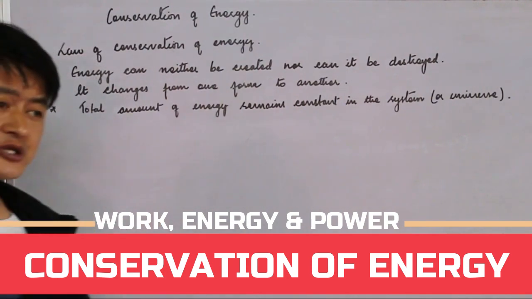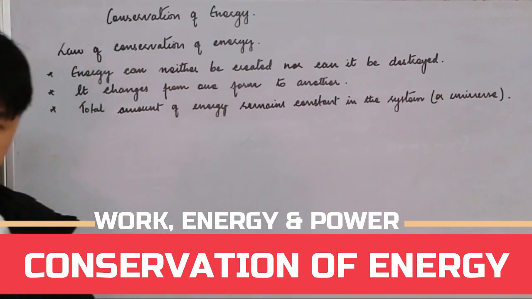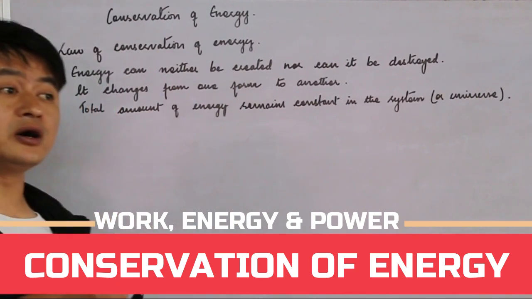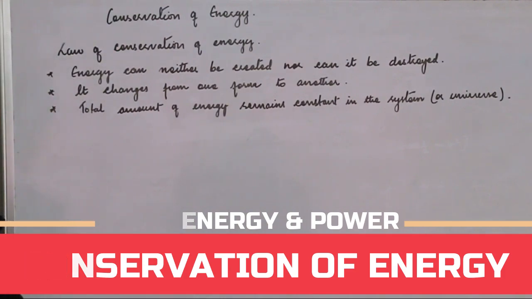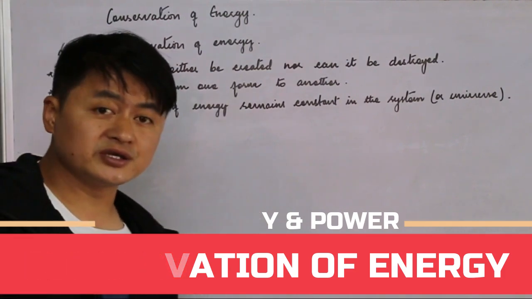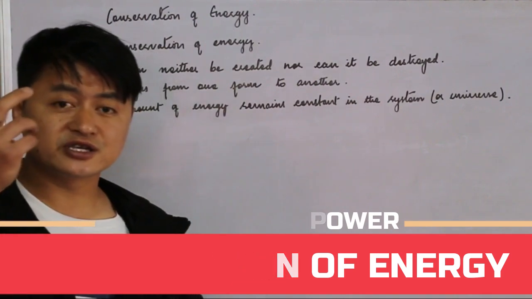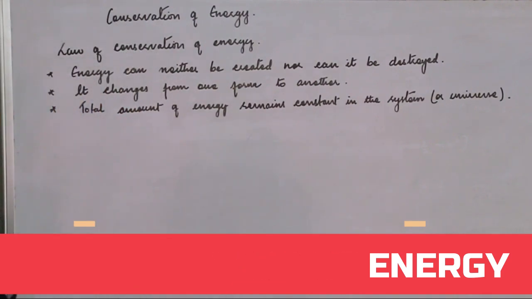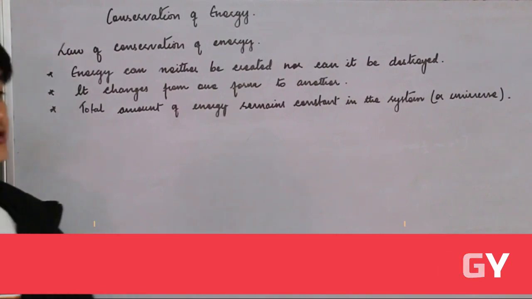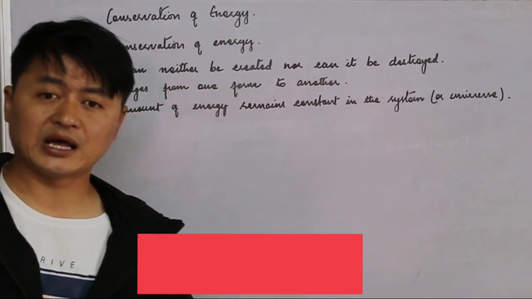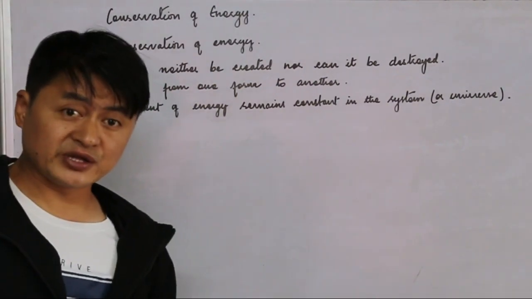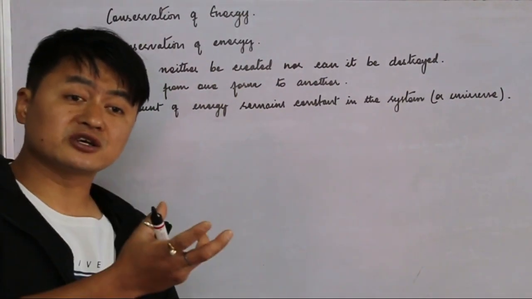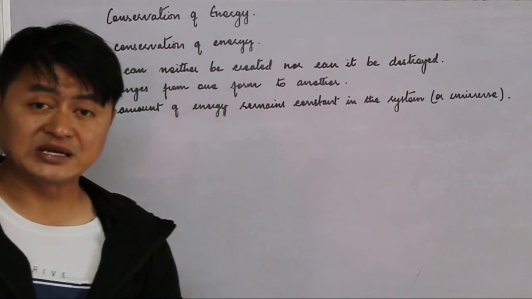Energy always changes from one form to another. A simple example we can take: when we switch on the bulb, the electrical energy converts into light energy. If you switch on the geyser, again electrical energy converts into heat energy and the water will get boiled. In the kitchen, if you switch on the gas, at that time chemical energy converts into heat energy and the food will get cooked.